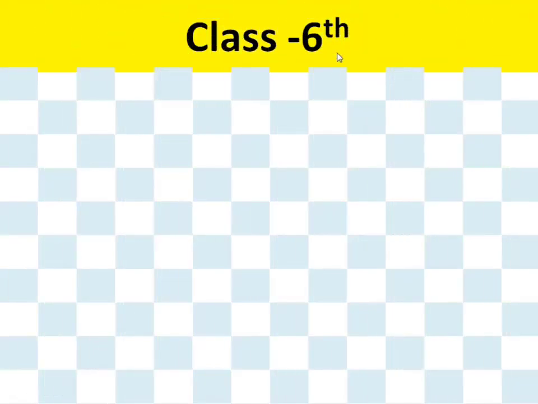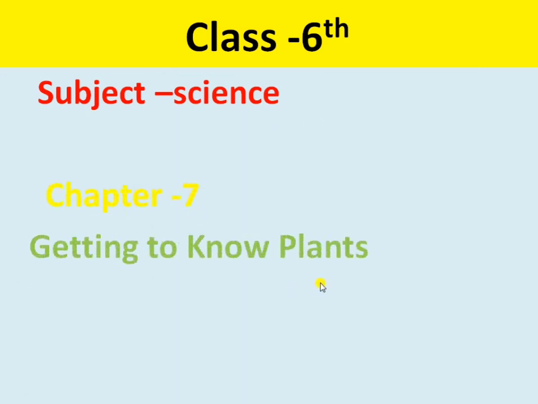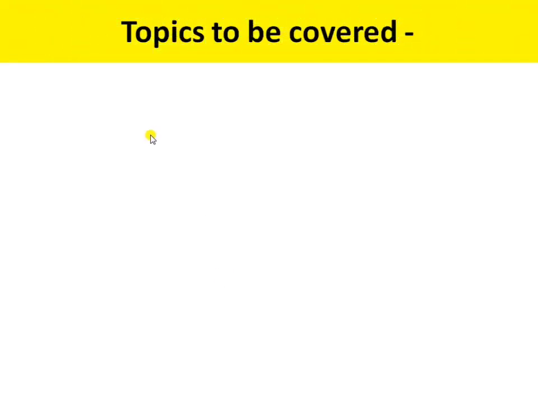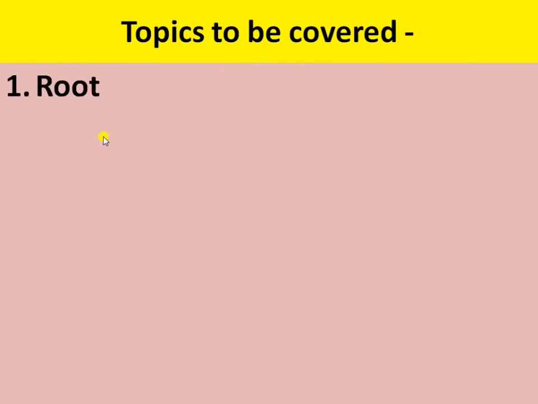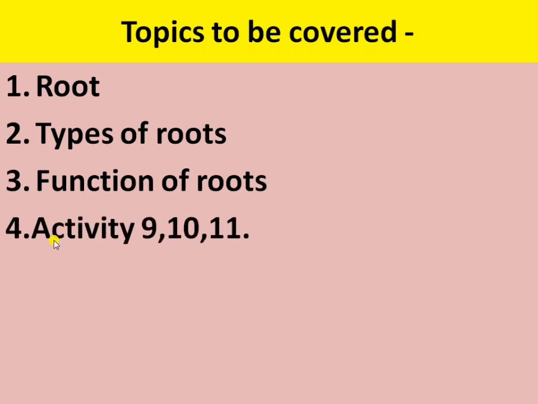This video is for the class 6 subject science, chapter number 7, Getting to Know the Plants. This is your lecture number 4. In today's lecture, we are going to cover some topics. The first topic is root, the parts of the roots and some functions of the roots. The second topic is types of roots. The third is function of roots. The fourth topic is activity number 9, activity number 10 and activity number 11. So let's start today's lecture with the first topic, that is root.